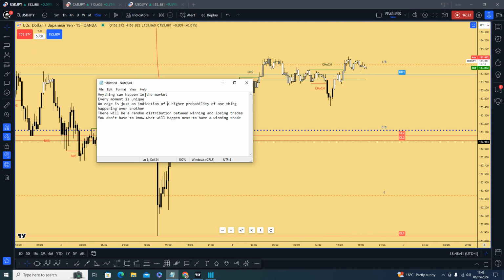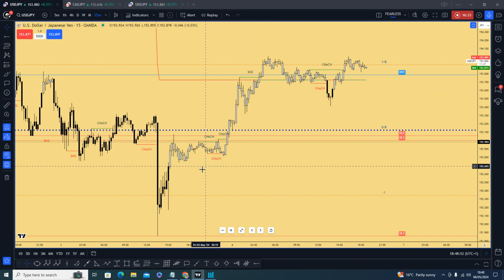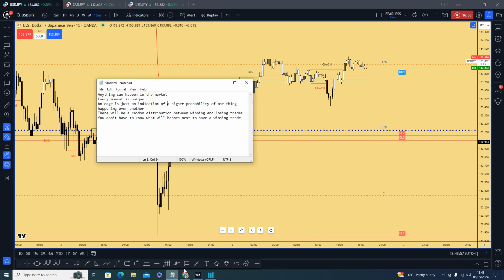And this edge, also the third one, is an edge is just an indication of a higher probability of one thing happening over another. All my analysis, all the things that I've been saying to you guys since, is just an indication that price might go down. That's my opinion. That's my opinion based on what I have understood the market to be, and it's just an indication. It doesn't constitute to a certainty.